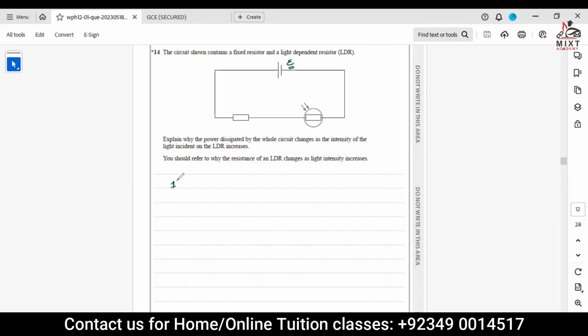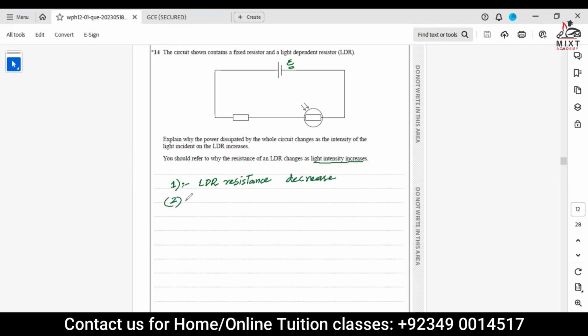First point. As the intensity increases, the resistance will decrease. Okay, let me write that. LDR resistance: as the light intensity increases, the LDR resistance decreases. So this is our first point.